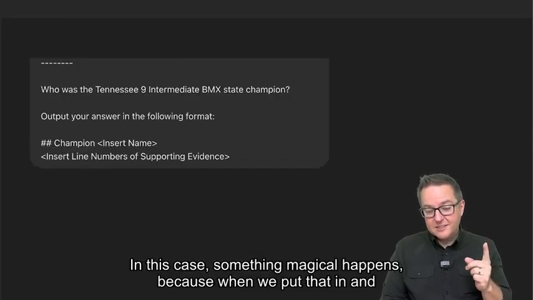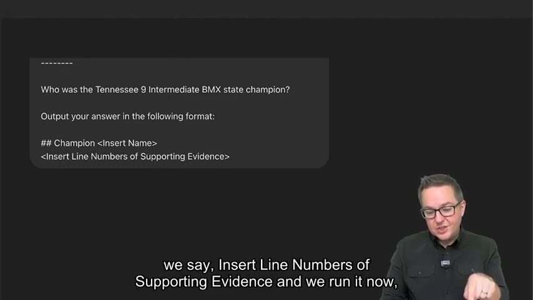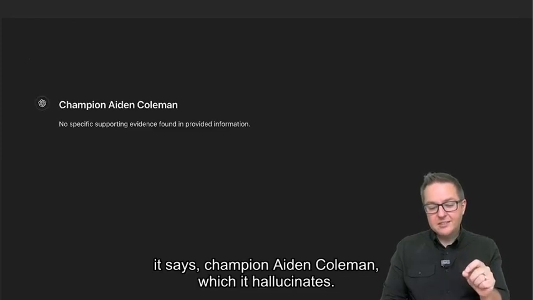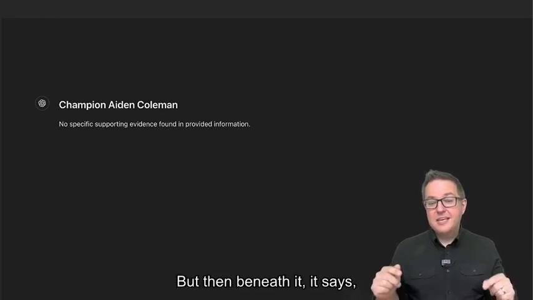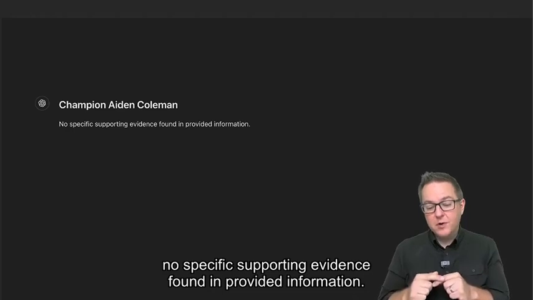In this case, something magical happens because when we put that in and we say insert line numbers of supporting evidence and we run it, now it says champion Aiden Coleman, which it hallucinates, but then beneath it, it says no specific supporting evidence found in provided information.